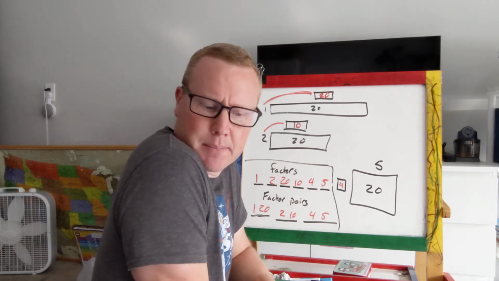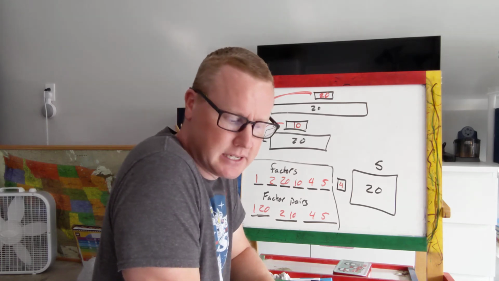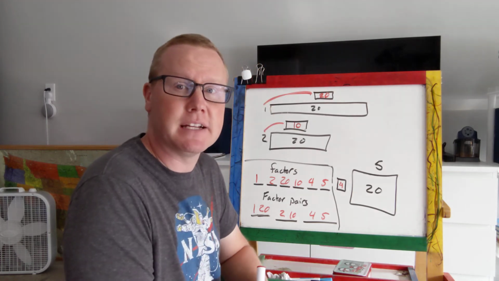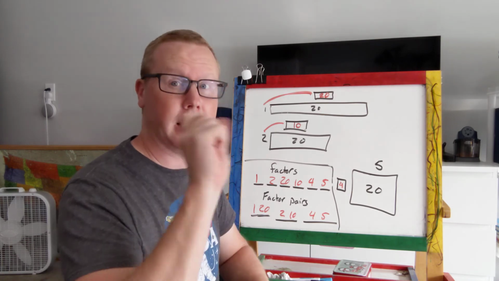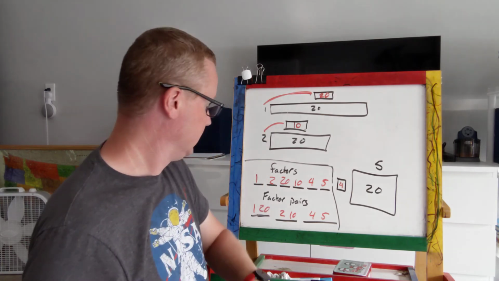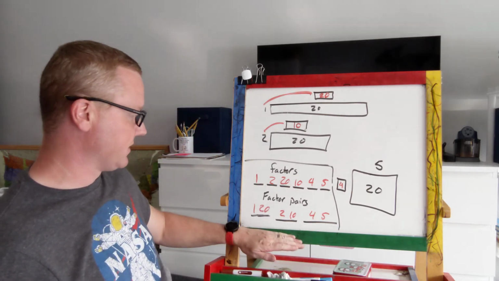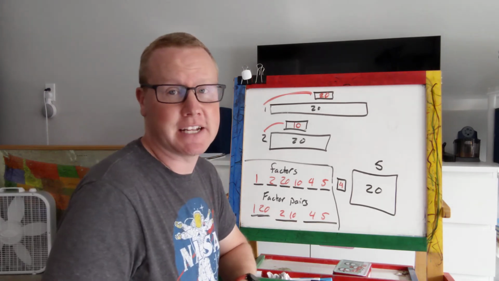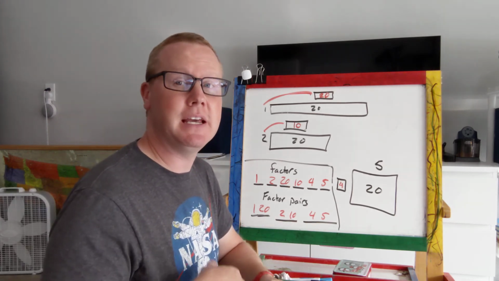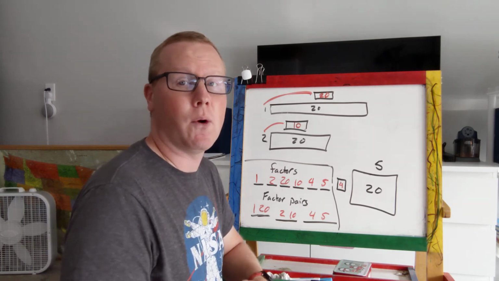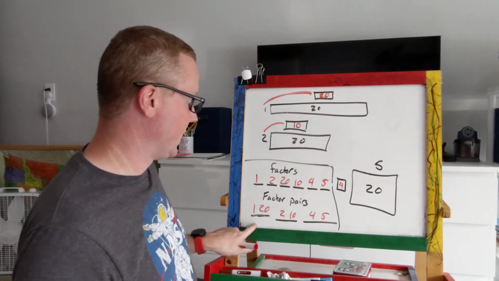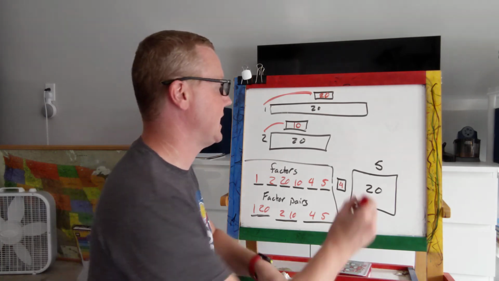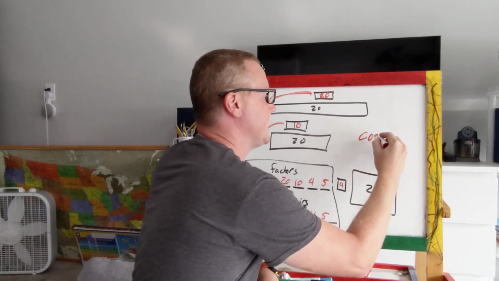Just out of curiosity, I want to know if this number right here, 20, is prime or composite. How do I remember what prime or composite means? Remember, prime means it only has one factor pair. How many factor pairs do we have down here? 1, 2, 3. So it is definitely not prime. It must be a composite, or it has more than one factor pair. So 20 is definitely a composite number.